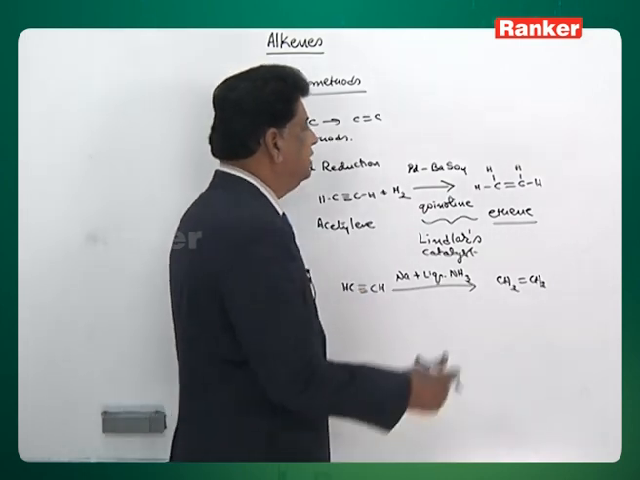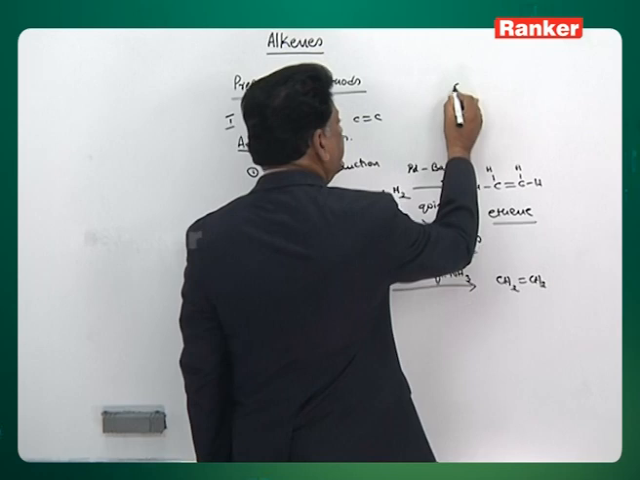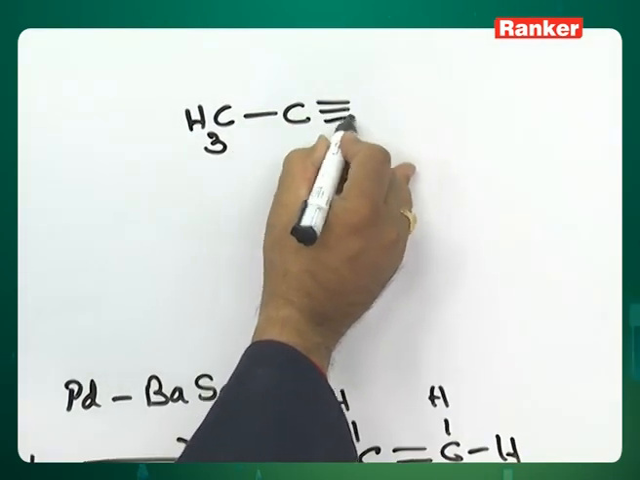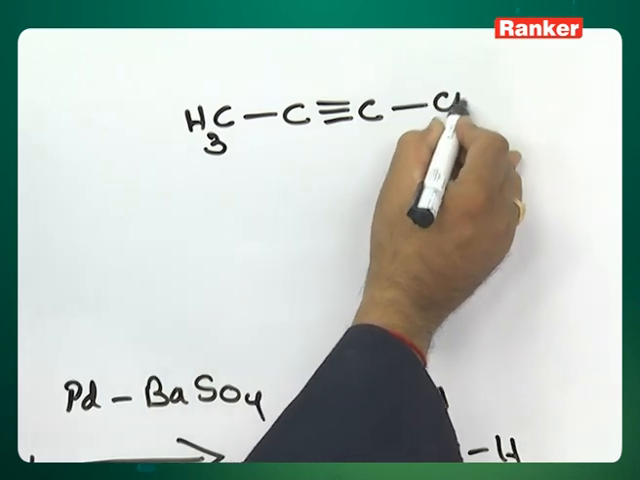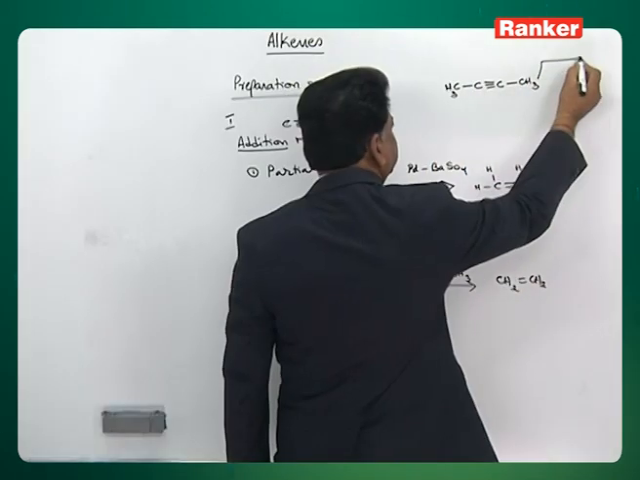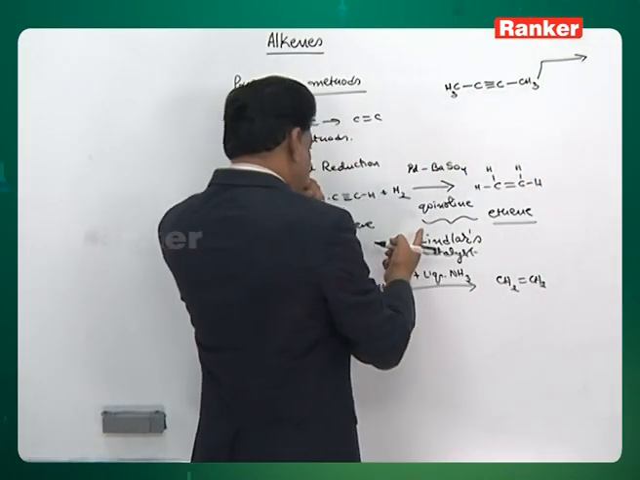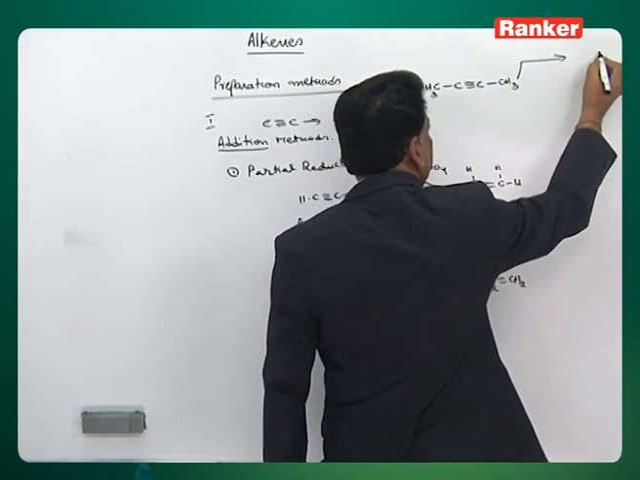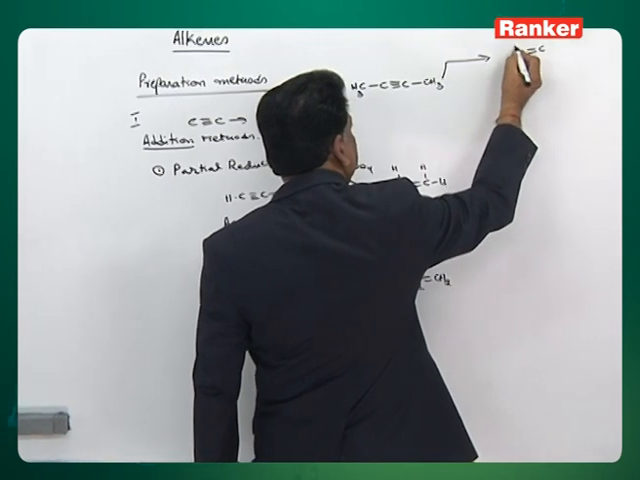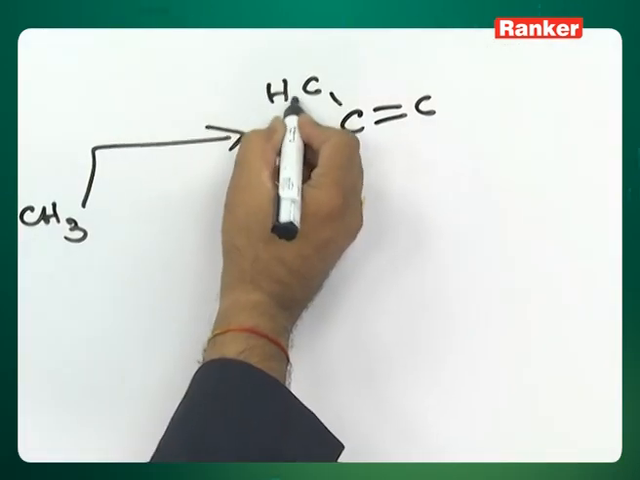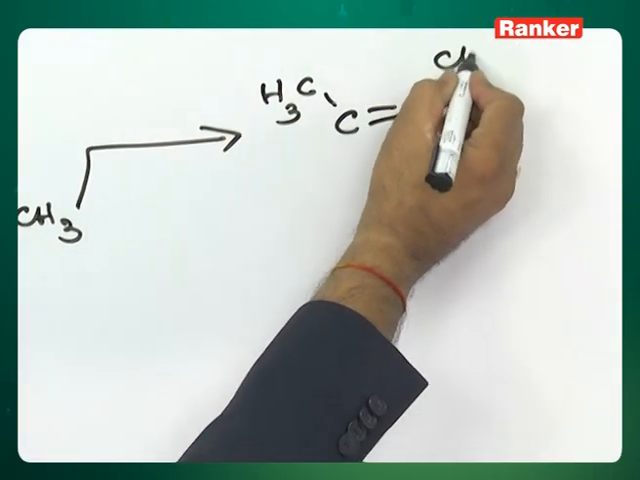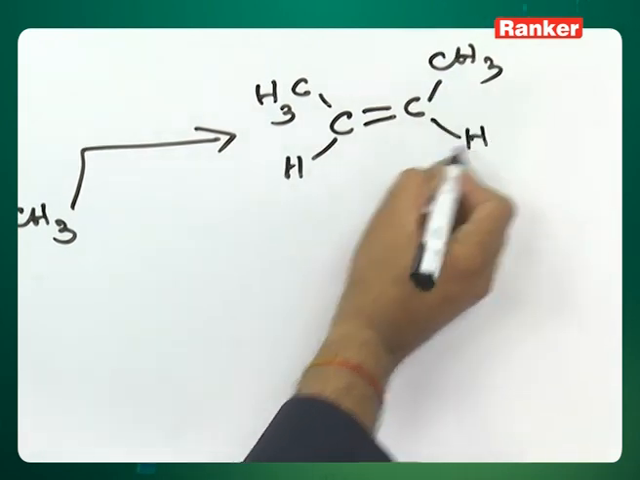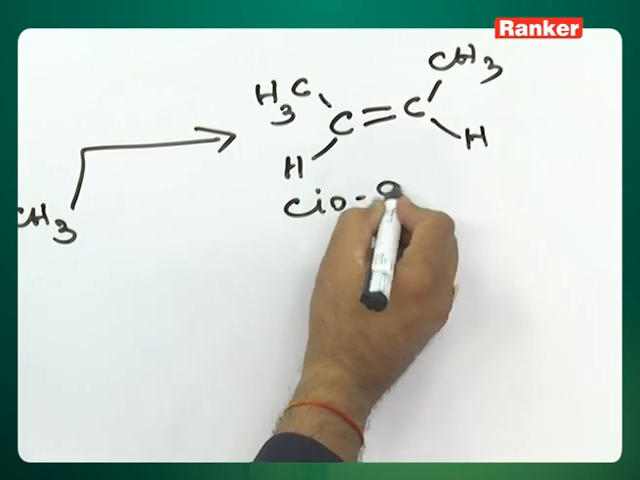Here we have one specification also. If the compound is 2-butyne, and treated with the first reagent, what is that? Lindlar's catalyst, palladium, barium sulfate and quinoline. You are getting a double bond, but the two methyls go to the same side. The first method gives this type of specific compound, known as cis 2-butene.